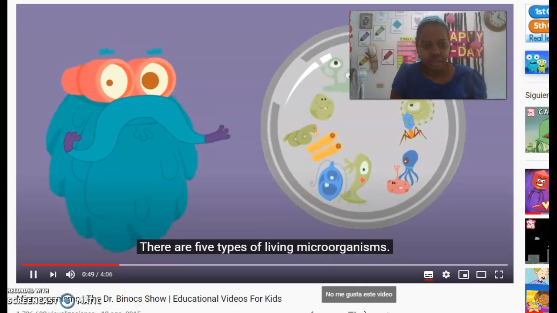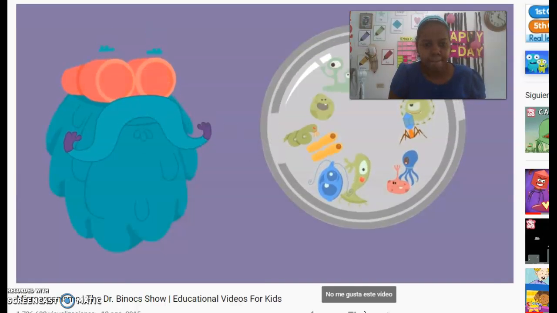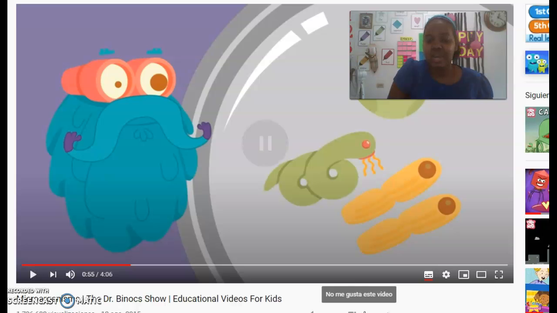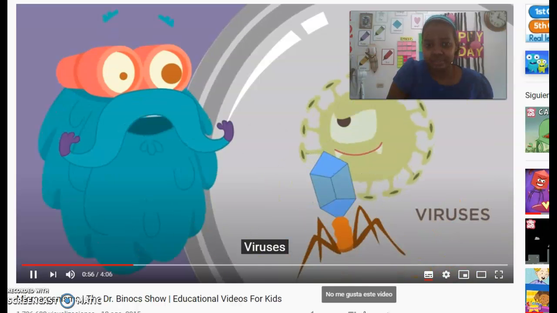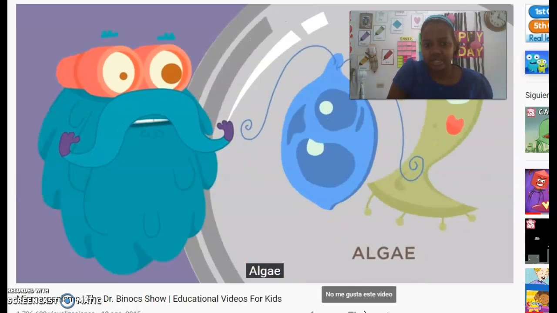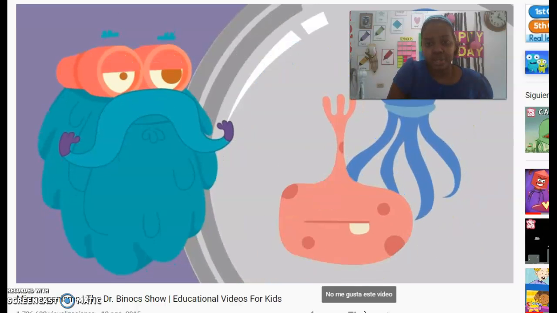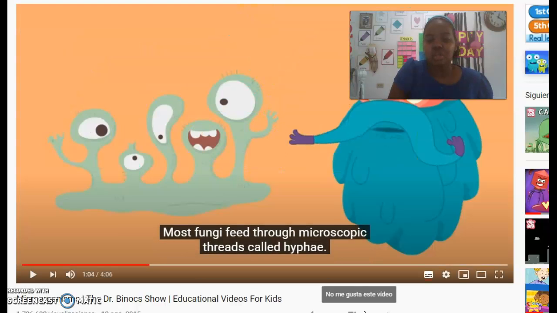There are 5 types of living microorganisms. The first one is fungi. Then we have bacteria. Viruses. Algae. And protozoa. So those are the 5 different microbes or microorganisms that exist.